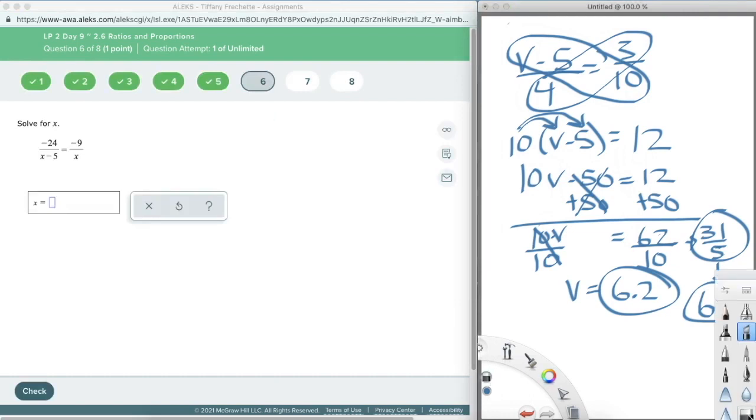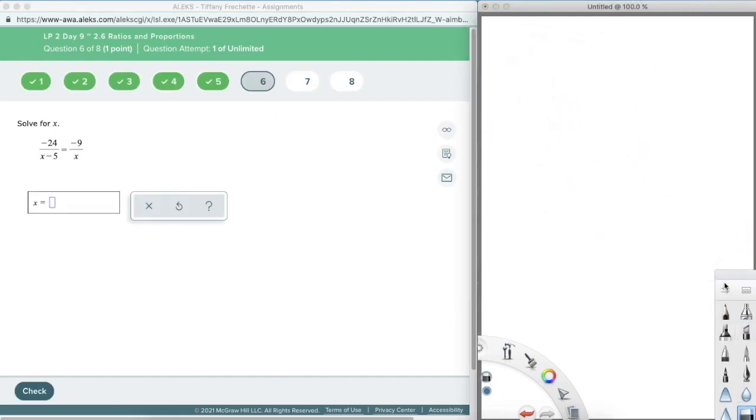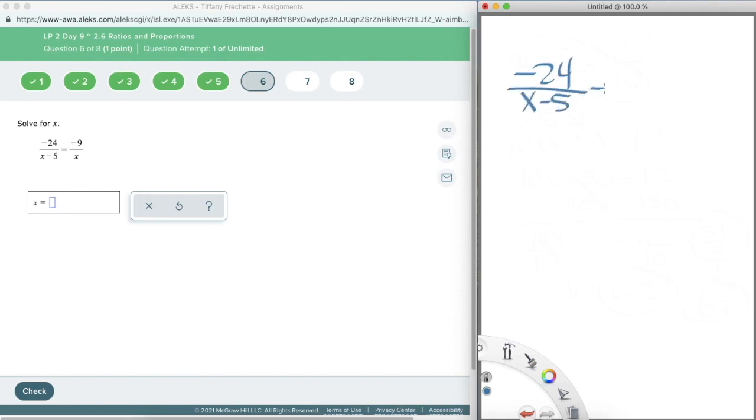All right. So we're going to go ahead and keep moving here. Negative 24 over x minus 5 equals negative 9 over x. So now they're just giving us a lot more negatives, and we have x twice in the equation. So they're throwing a few things at us.